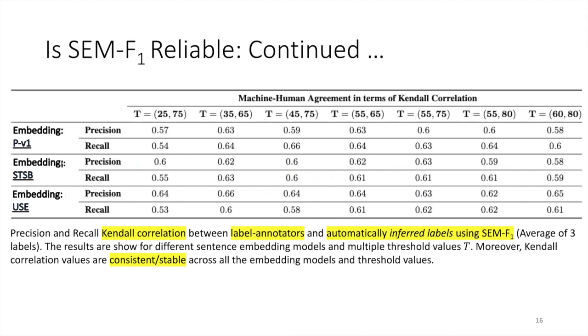As I previously mentioned, SEM-F1 computes similarity scores between sentence pairs from both precision and recall perspectives. We further converted these sentence-wise similarity scores into overlap labels using various threshold values. Here, we wanted to compare the SEM-F1 inferred labels against the human annotated labels. The table here shows the Kendall correlation between human labels and SEM-F1 inferred labels across various embedding models and threshold values. As we notice, correlation values are consistently high and stable across all the embedding models and threshold values.